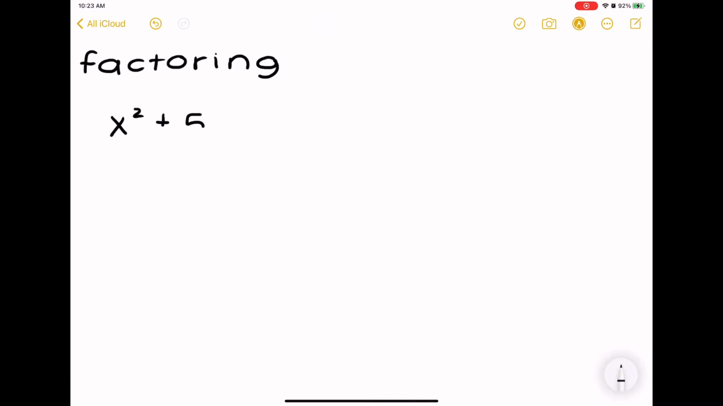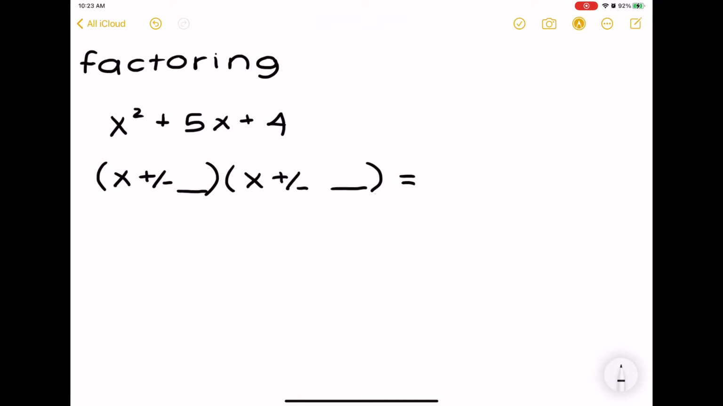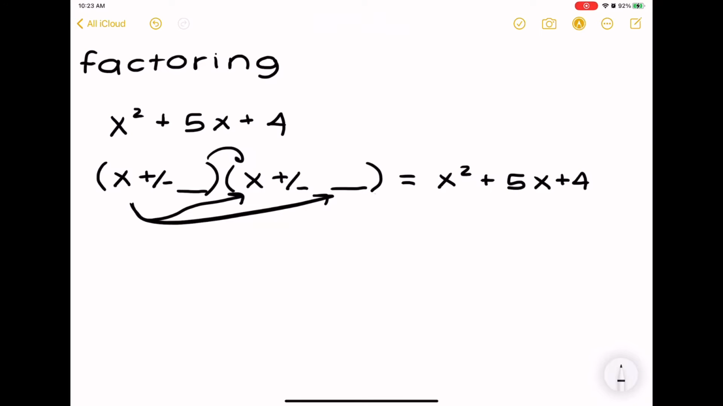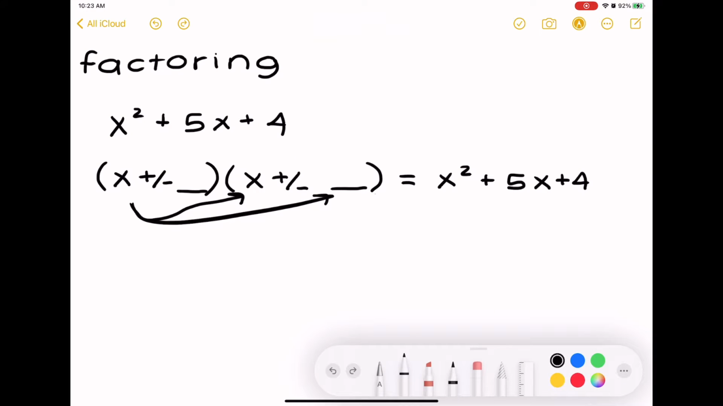So what is factoring? Factoring is taking an equation such as x squared plus 5x plus 4 and figuring out if I write x plus or minus a number, multiply it using the FOIL method by x plus or minus another number, will it equal this equation that I'm given? Factoring is something that requires a lot of practice, so I'd recommend practicing a lot.